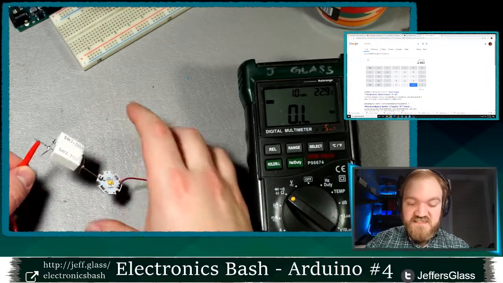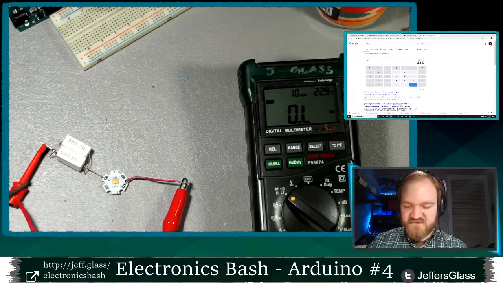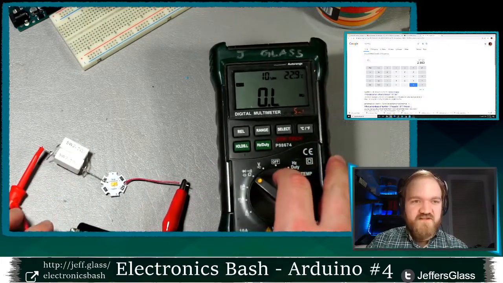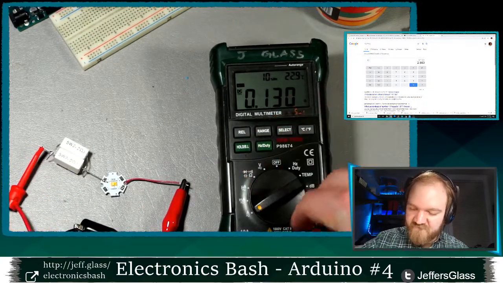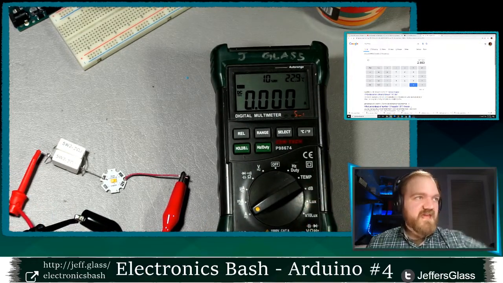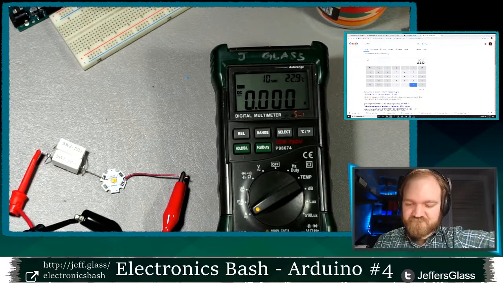We'll hook up the positive side of our supply to the plus pad on this LED. I'm going to hook up the negative side so that we're going through our ammeter here. Let's set that up for amps. It's just going to beep at me until I plug that in correctly. And turn the voltage on my power supply way down, and we'll fire this thing up.